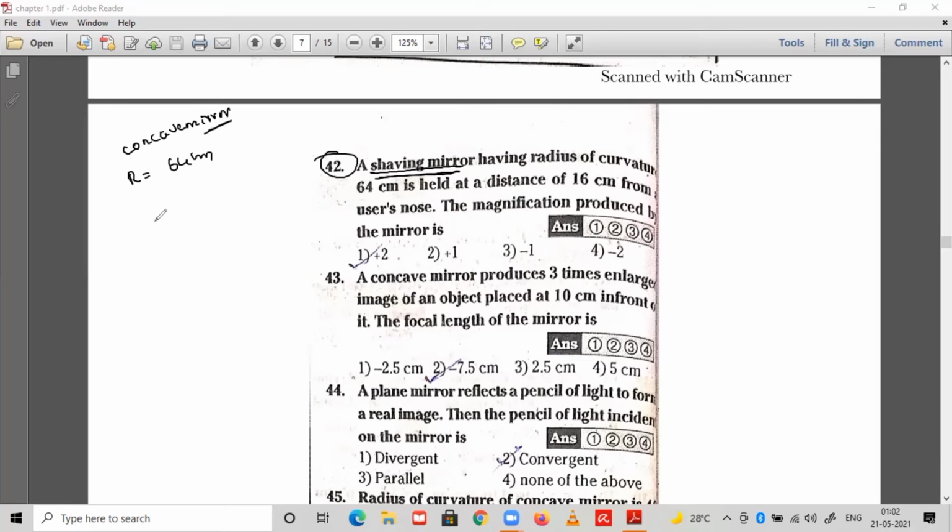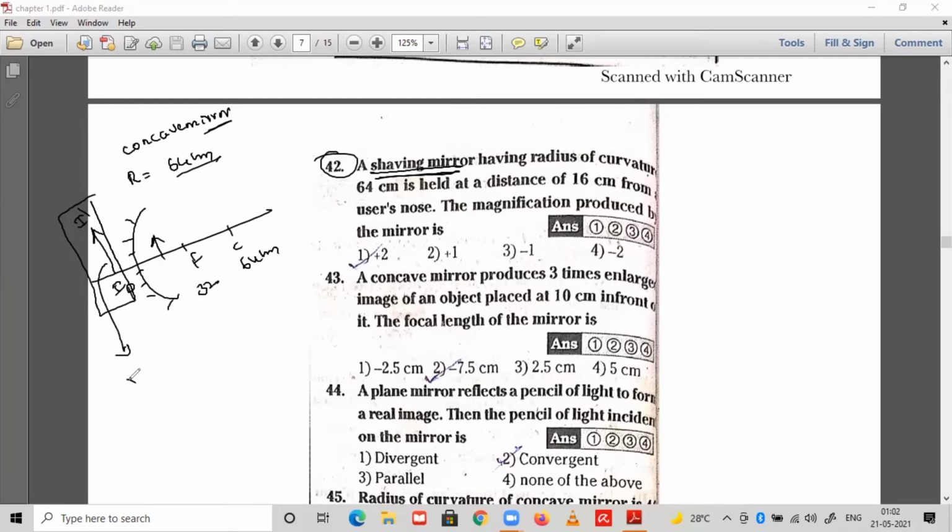Concave mirror is used like the shaving mirror. Why? Because when you place the object between pole and focus, you are going to get an enlarged image. So this enlarging nature will help us for shaving. And the focal length, how much is the radius of curvature? That is 64, then the focal length will be 32.